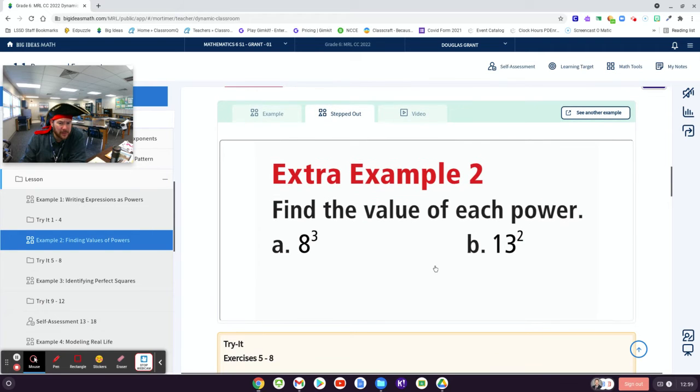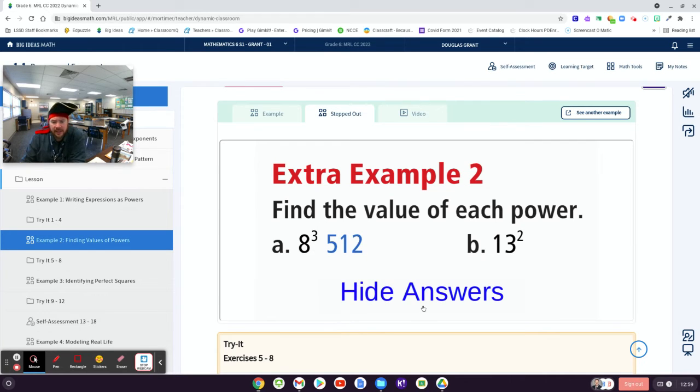Using scratch paper, maybe even a calculator if you need to, I want you to evaluate 8 cubed. If you said 512, you are correct, because 8 times 8 is 64, and then 64 times another 8 is 512. What about this one, 13 squared? 13 times 13 is 169, so hopefully you said that.